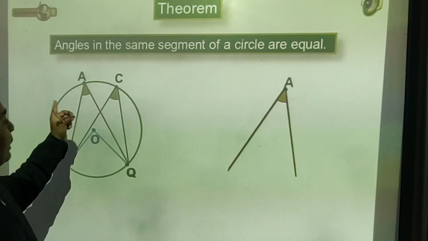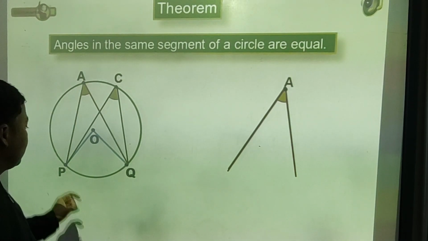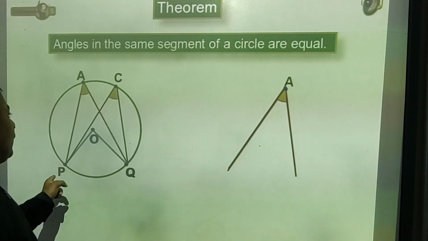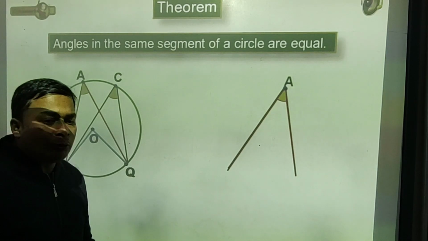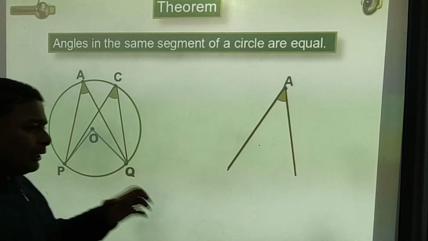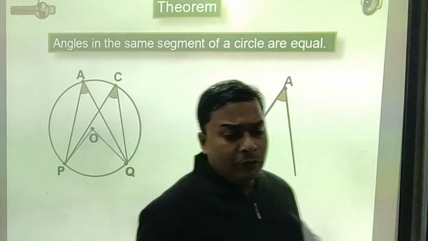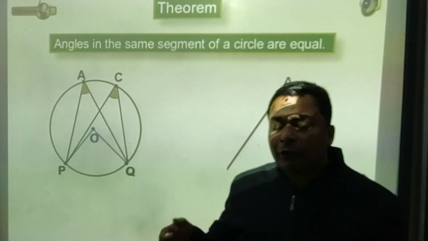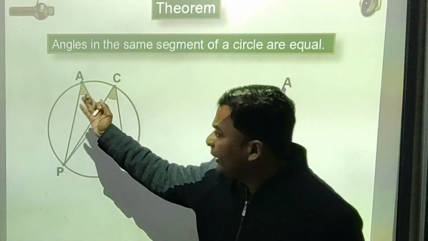Now you can see that there is a formation of two different angles, PAQ and PCQ. I would like to just know, can you correlate some value? Can you correlate their values? What can be the value between angle A and angle C?